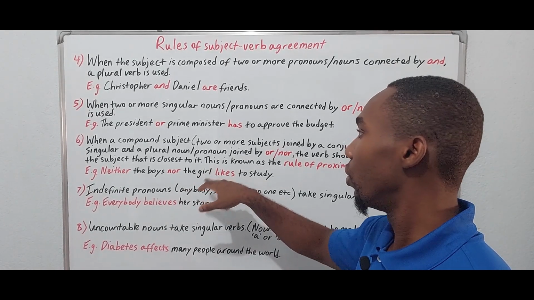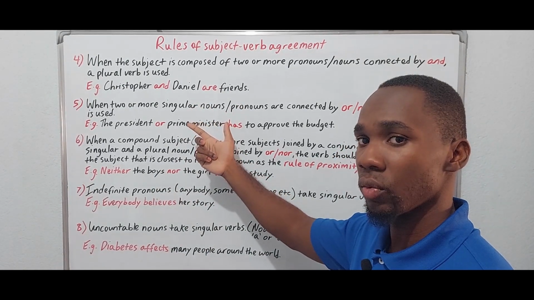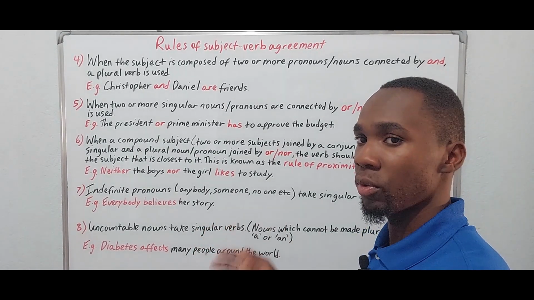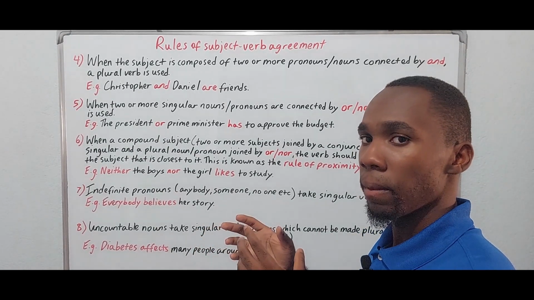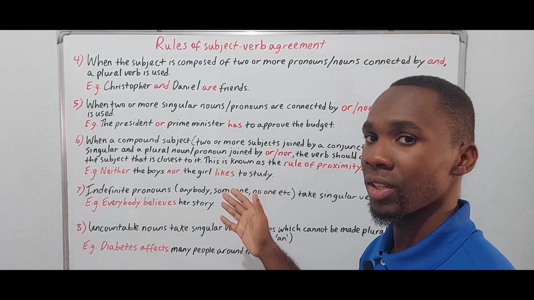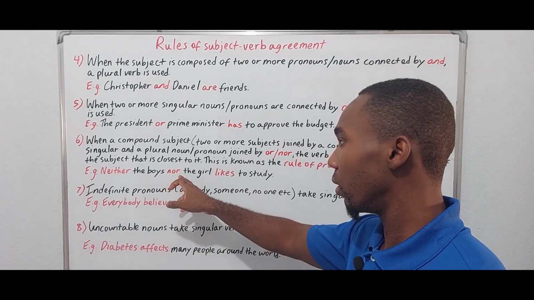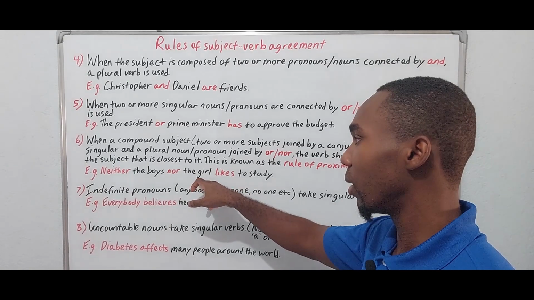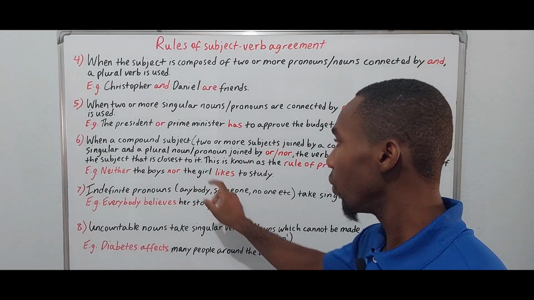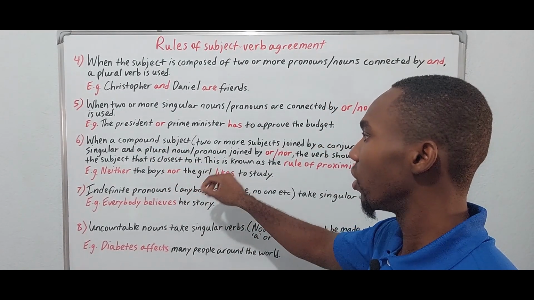Okay? So this is a follow-on from the previous rule, where we have a subject that is singular and a subject that is plural, or vice versa, connected by or or nor. The verb is going to agree with the subject that is closest to it. So in this example, the girl would be the subject that is closer to the verb, so the verb must be singular. We can't say neither the boys nor the girl like to study.